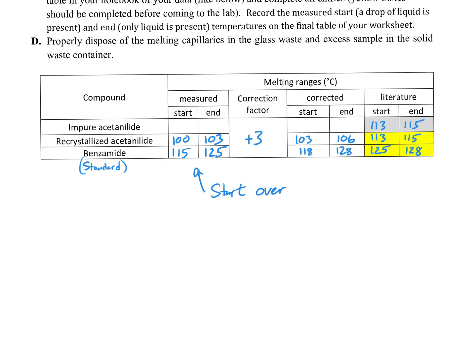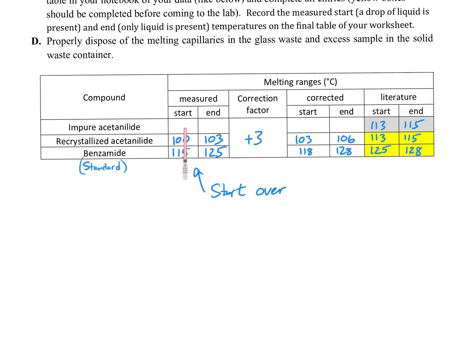So I'm going to make a new table. I'm going to get a new sample of benzamide, new impure acetanilide sample, new recrystallized acetanilide sample, and I'm going to start over and do this again. And in theory, our benzamide should start to look more like what we saw in the first two demonstrations of this melting range table.